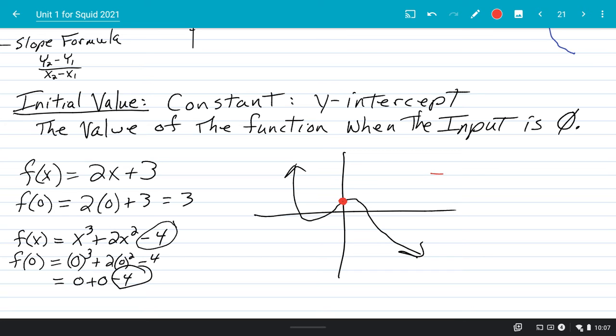What if it was on a table? Can anybody tell me my initial value? 6. How did you know that? Because it's when the input is 0, the value of the function when the input is 0. So see how easy initial value is. Yes? All right. Do you think you're okay with finding the rate of change and the initial value?